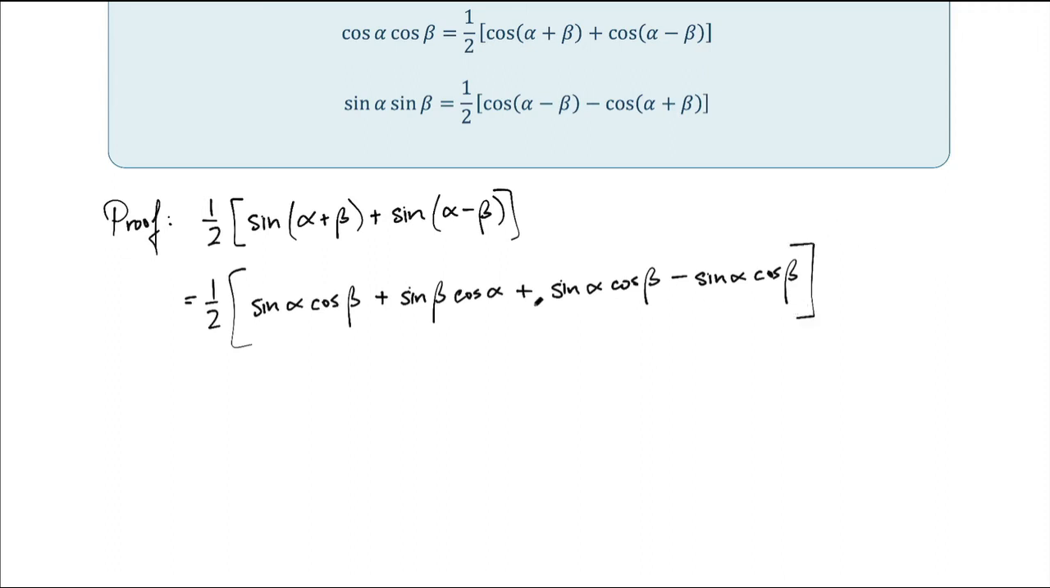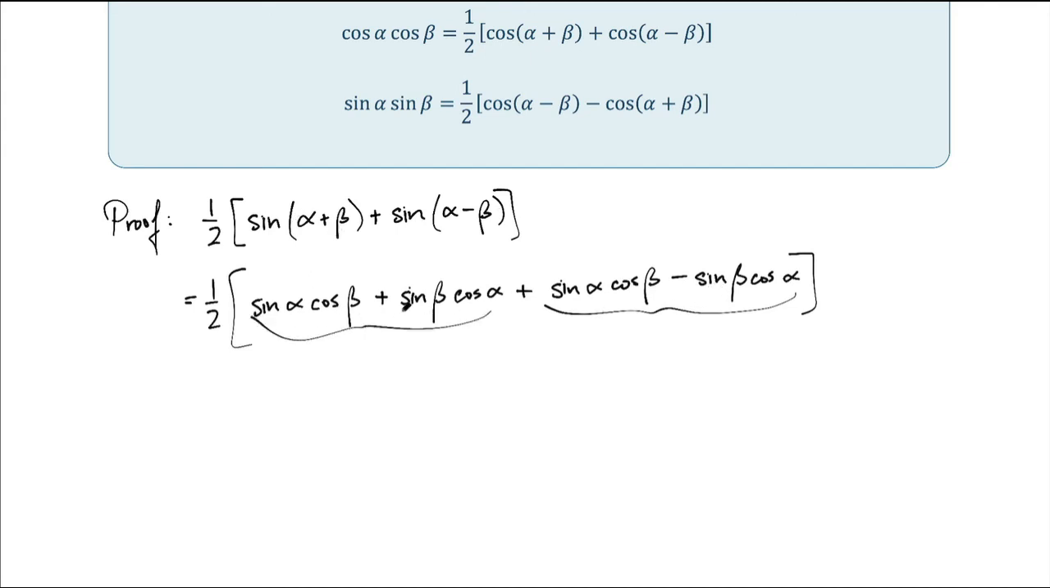Now we can just simplify. And notice that here, I'm sorry, I messed that one up right there. This is sine of beta, cosine of alpha. Okay, that right there is the sine of alpha minus beta. And this right here is the sine of alpha plus beta.